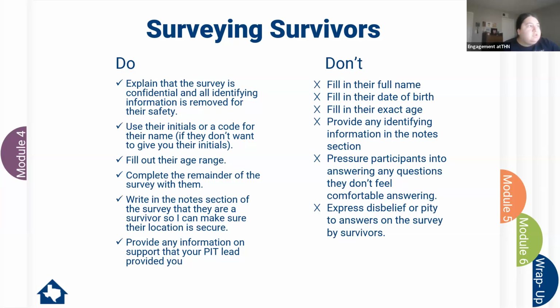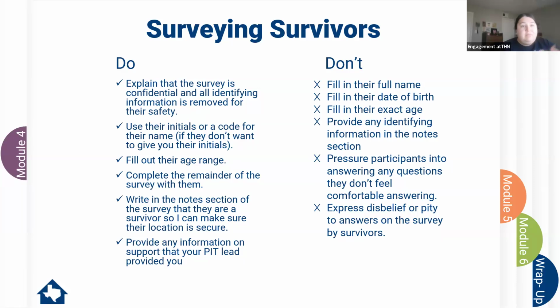We want to use initials or a code for their name. If they don't want to give you their initials, a code is just fine, or leaving it blank is also okay. Fill out their age range, complete the remainder of the survey with them, and write in the notes section that they are a survivor of domestic violence so I can make sure that there's no identifying information within the point in time count application and make sure that their location is secure and anonymous and provide any information on support that your PIT lead provided to you.